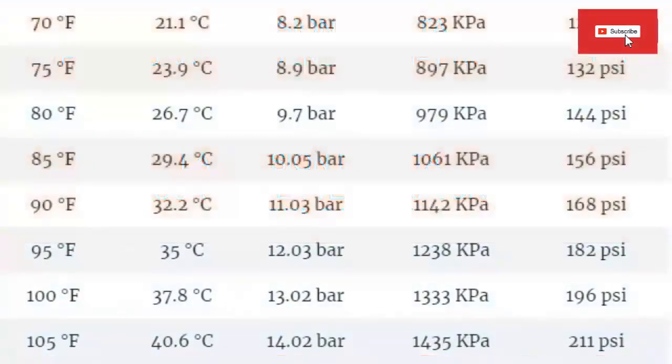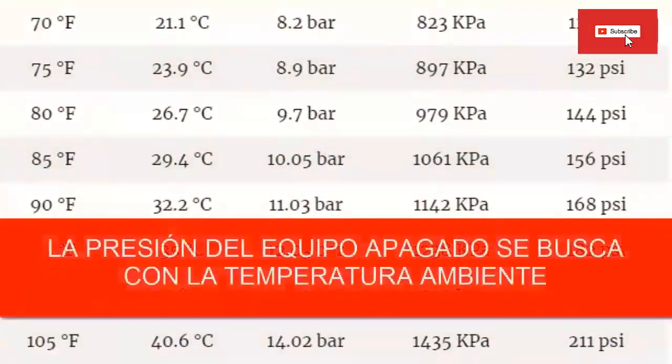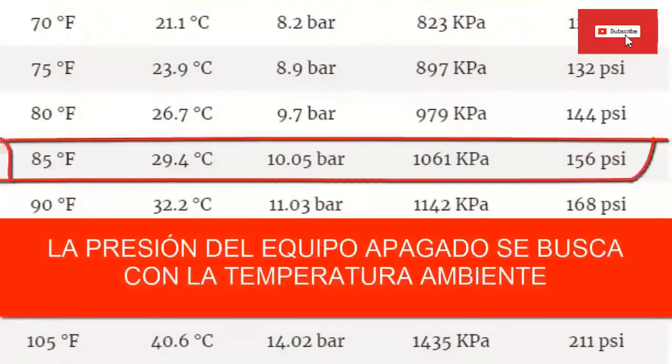5. Another pressure value that is usually important is the pressure of the equipment when it is turned off. In this case, for the same room temperature, we look directly in the table for an approximate value of 30 degrees Celsius and we obtain a pressure value of about 156 psi.